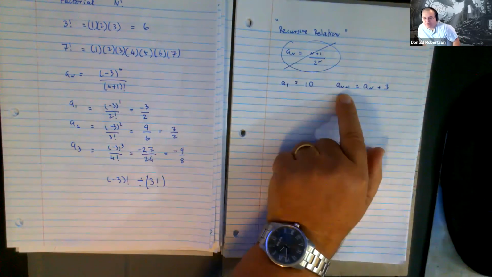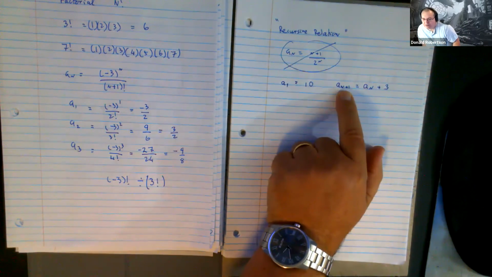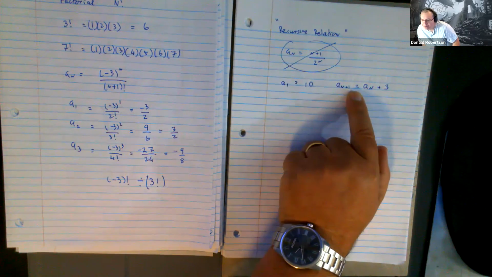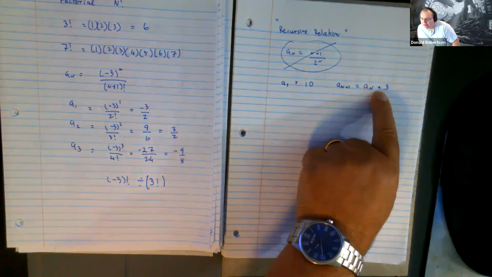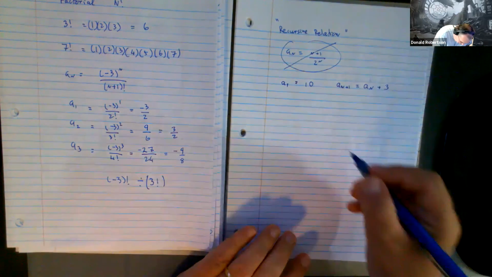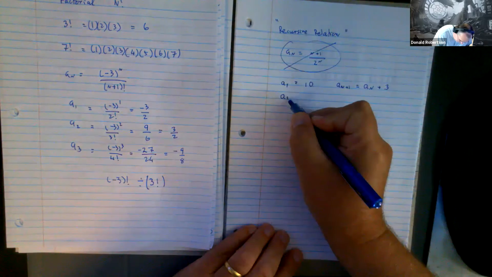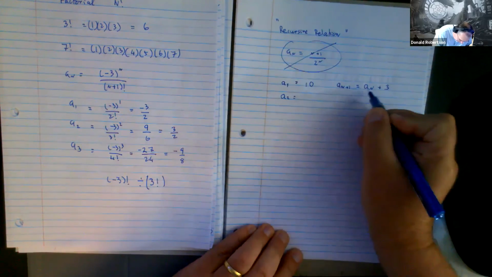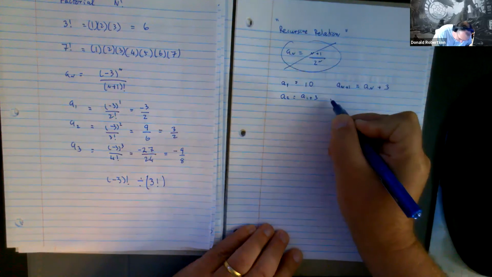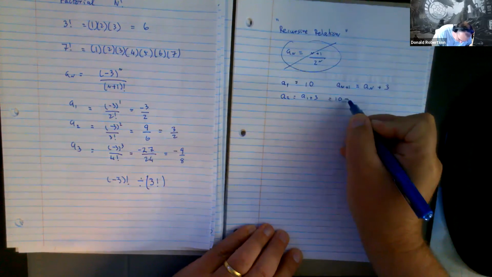And this is the recursion. What it says, in English, is that the next number in the sequence is the previous number add 3. That's how I would read that. So if I wanted to know what A2 is, it would be A1 add 3. It would be 10 add 3.